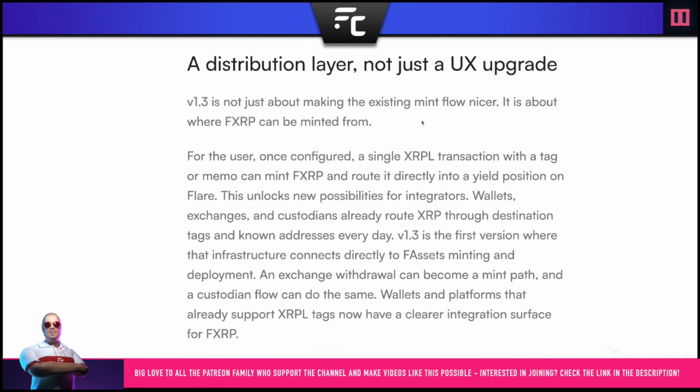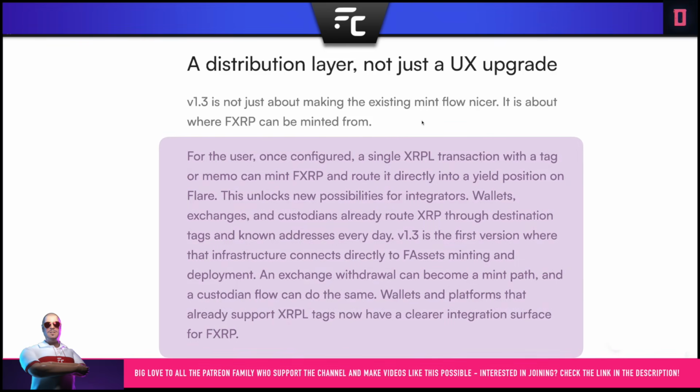Okay, here's the tagline: a distribution layer, not just a user experience upgrade. Version 1.3 is not just about making the existing mint flow nicer, it's about where FXRP can be minted from. For the user, once configured, a single XRPL transaction with a tag or memo can mint FXRP and route it directly into a yield position on Flare.